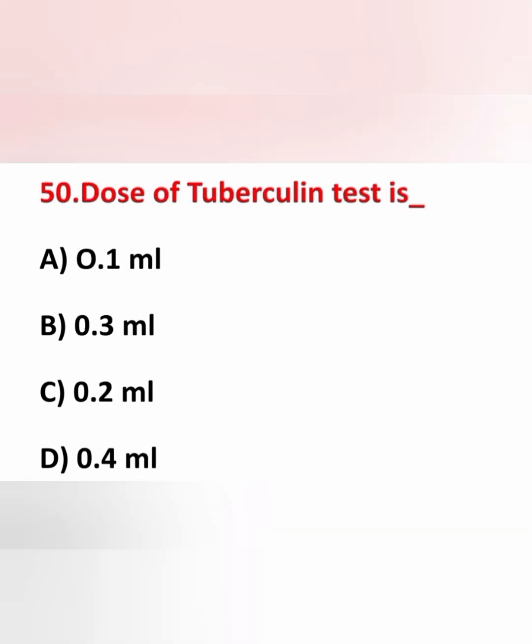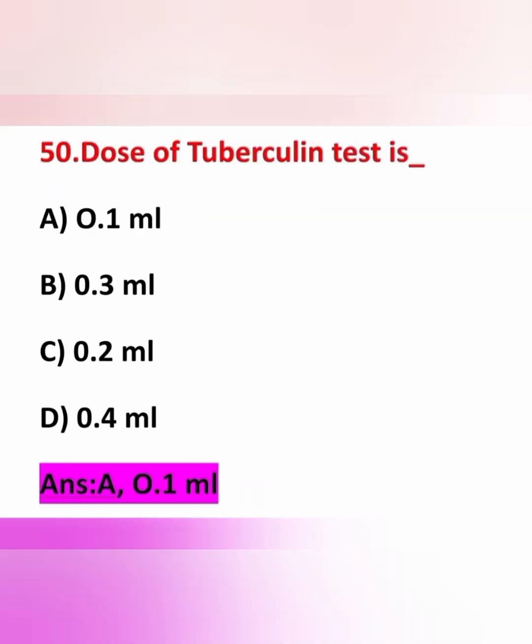Question number 50. Dose of tuberculin test is. Options are option A 0.1 ml, option B 0.3 ml, option C 0.2 ml, option D 0.4 ml. The question is dose of tuberculin test is. The correct answer is option A, 0.1 ml. This tuberculin test is also known as the Mantoux test. This test is mainly done for TB patients.